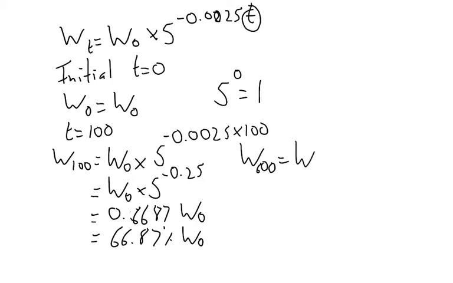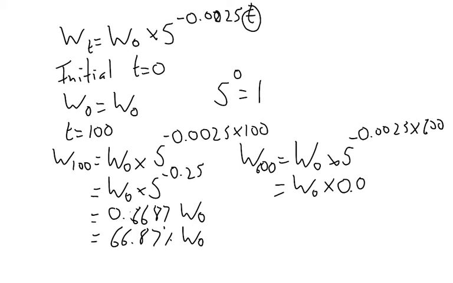So then we have W0 times 5 to the power of negative 0.0025 times 600. Put that into your calculator and you'll get W0 times 0.089. And that would be 8.9% of W0. Like we did before, we multiplied it by 100.